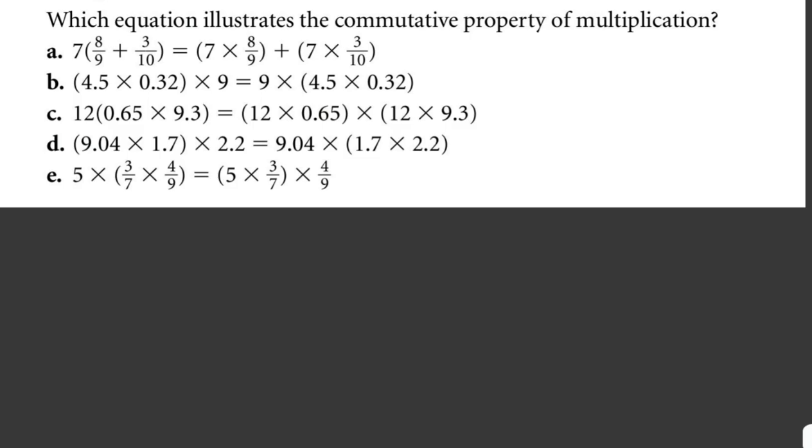Let's say we're given this problem. Which equation illustrates the commutative property of multiplication? So recall that in the commutative property of multiplication, when using multiplication, the order of the factors does not affect the product. Let's take a look at the options here from A to E. So option A here, of course, this is not the commutative property of multiplication because you distribute 7 to the expression inside the parentheses. So this one is distributive.